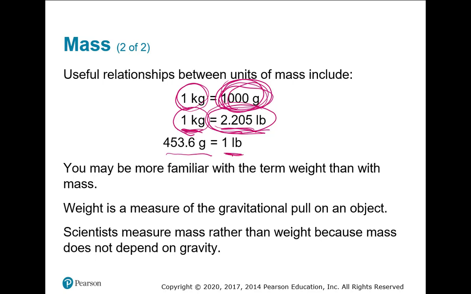Now, you might be more familiar with the term weight over mass. Weight is the measure of the gravitational pull on an object.